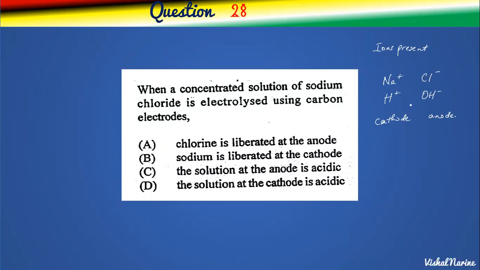In terms of preferential discharge, the hydrogen is going to be discharged because of its position in the electrochemical series. But for the anions, it is going to be the chloride ions because it is more concentrated. So the hydrogen ions are going to go towards the cathode, producing hydrogen gas, and the chloride is going to produce chlorine gas. So going through the options here, we see that it is going to be A. Chlorine is liberated at the anode.